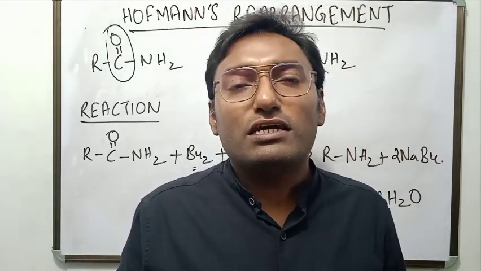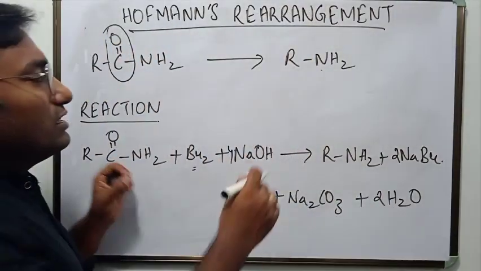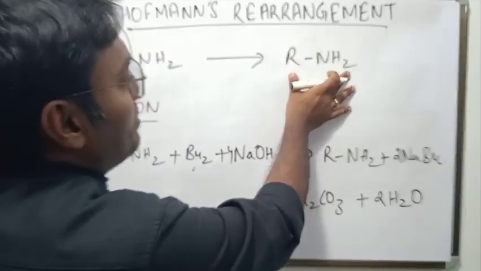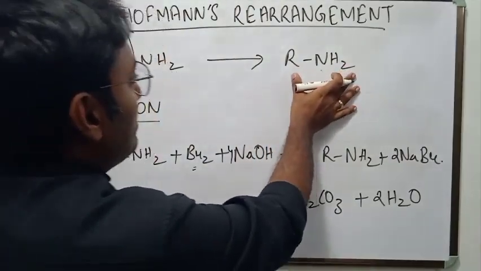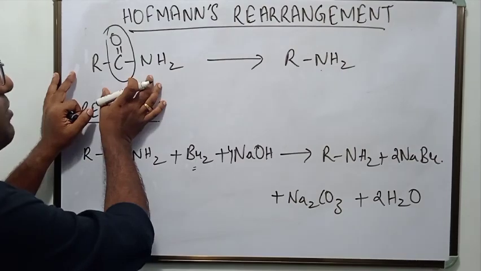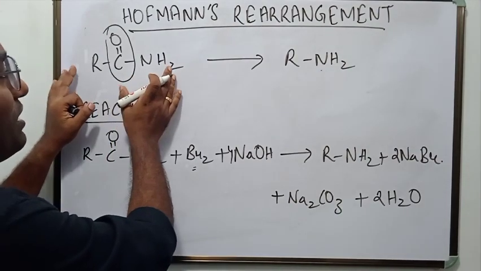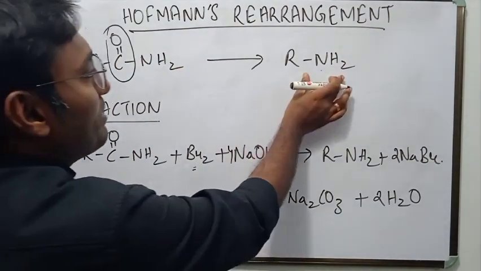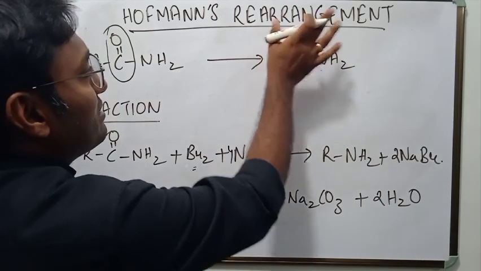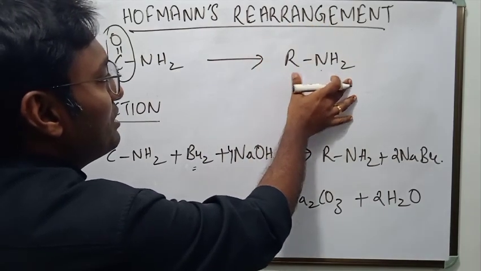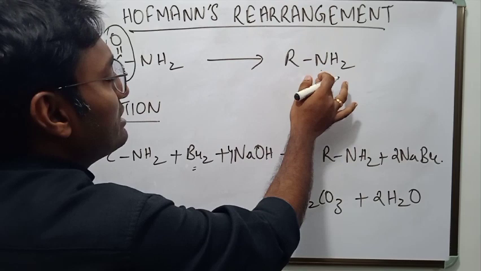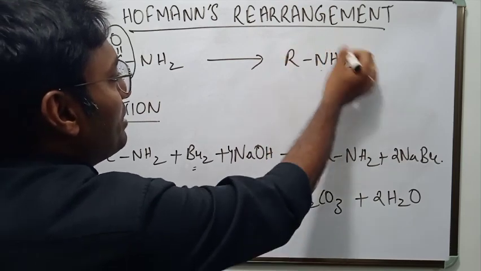Hofmann rearrangement involves the preparation of primary amine. Primary amine is made from acetamide. Okay, we take an acetamide and we make a primary amine. That reaction is referred to as Hofmann rearrangement. So the product of the Hofmann rearrangement is a primary amine.